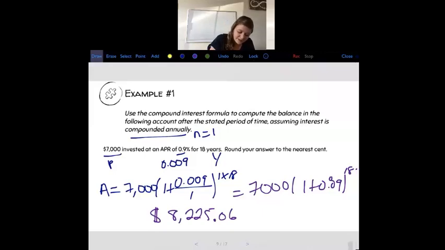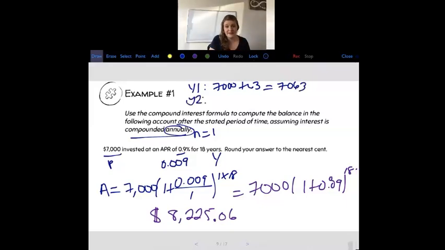Okay, so what compounding interest does as opposed to simple interest, I should have left myself another slide, is after the first year, we're investing $7,000 and it's accruing 0.9% interest after the first year because it's compounded annually. So we'd have 7,000 times 0.009. It's going to add $63. So this is 7,063.